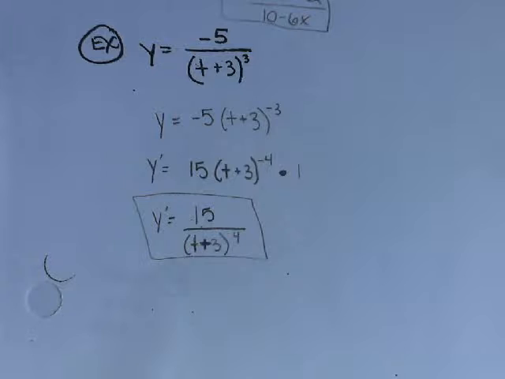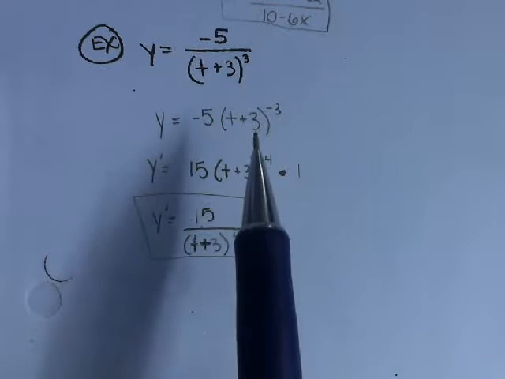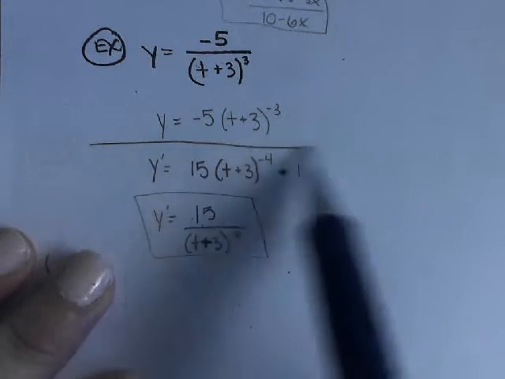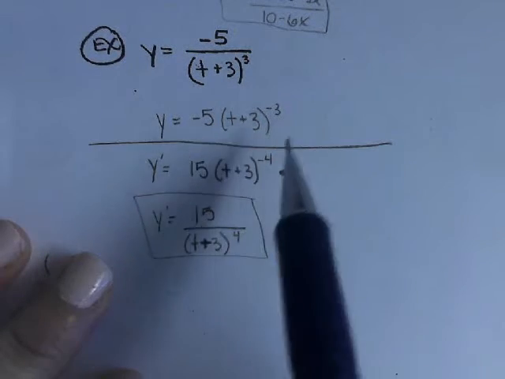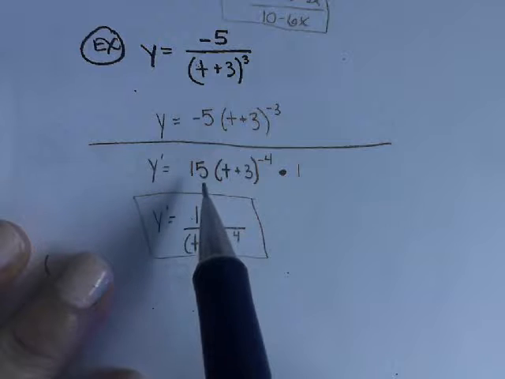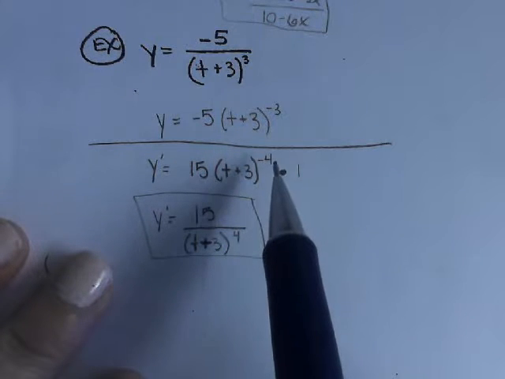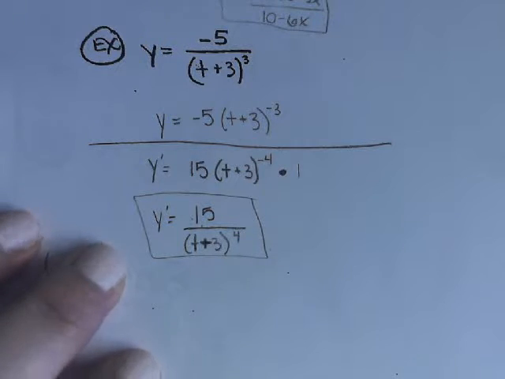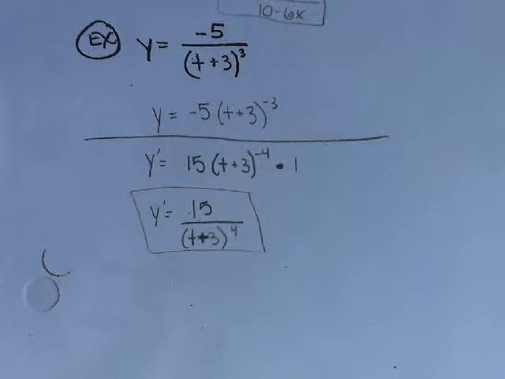She first rewrote the original function by bringing her t plus 3 to the negative third power out in front, and then she's going to start the derivative. So she brings her negative 3 out in front, making that a 15 times t plus 3 to the negative fourth, times the derivative of what's inside, which just happened to be 1, and then she brings her t plus 3 to the negative fourth power down to the denominator. Perfect. Any questions on that?